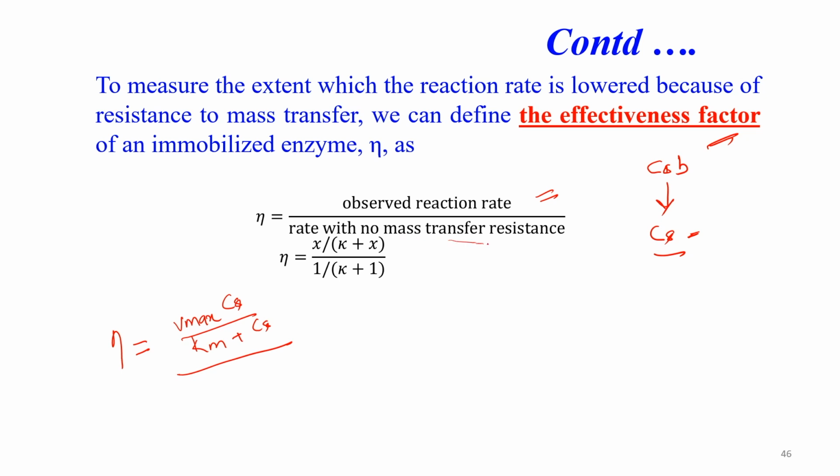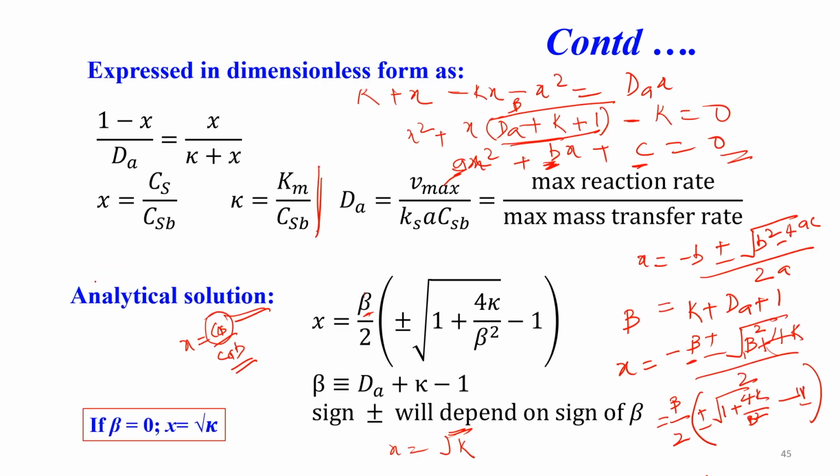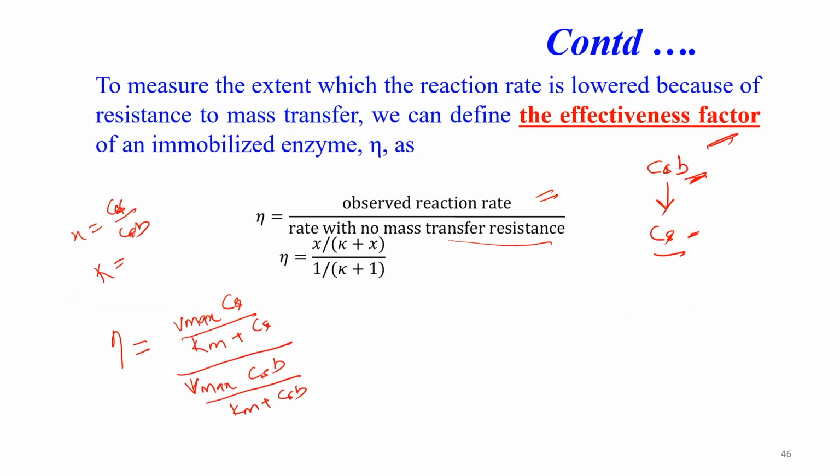So, this will be Vmax Cs upon Km plus Cs. For the reaction rate with no mass transfer resistance, what will be the Cs? It will be Csb. It becomes Vmax Csb upon Km plus Csb. Now, if you remember, what is x? x is Cs upon Csb, and kappa is Km upon Csb.